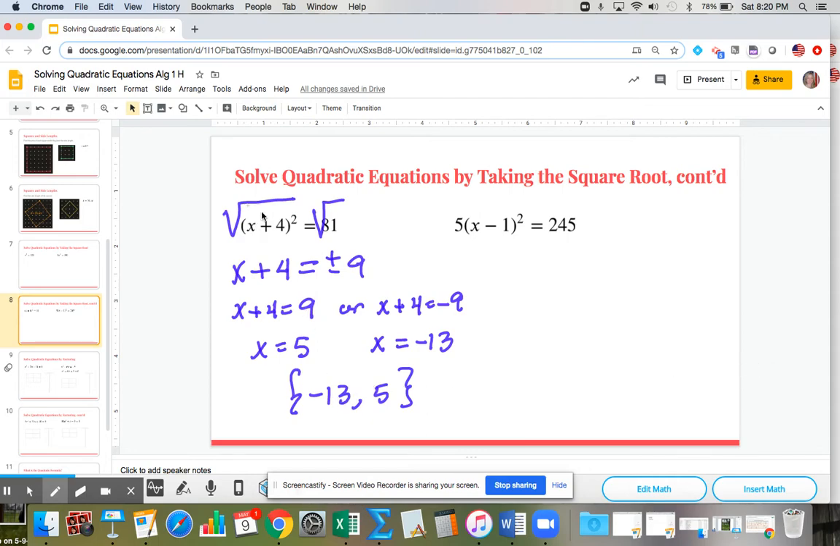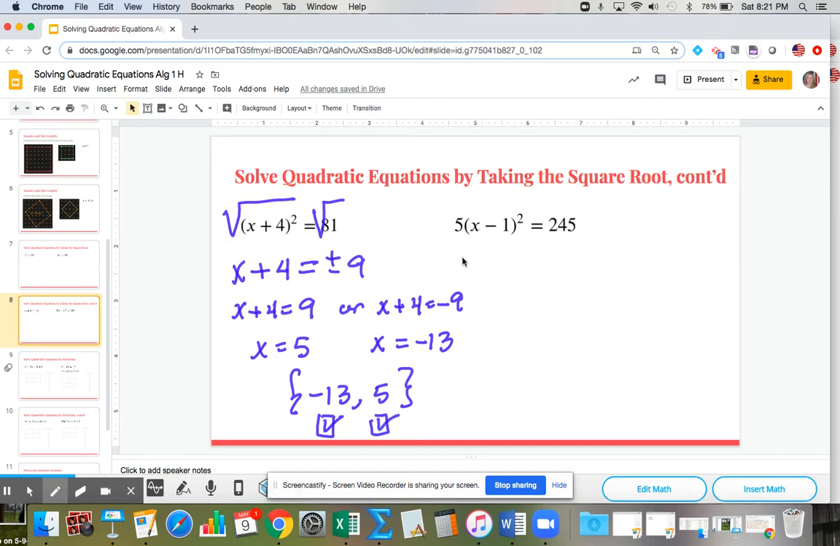And so you can always check, is this answer right? Well, let's plug it in. Negative 13 plus 4, what's that? That's negative 9. Negative 9 squared, what's that? That's 81. Yay. So I know this answer works. Now let's plug in this number. 5 plus 4, that's 9. 9 squared, that's 81.